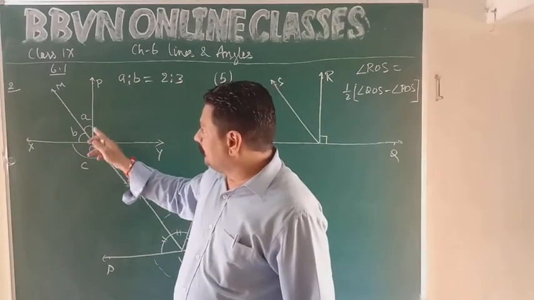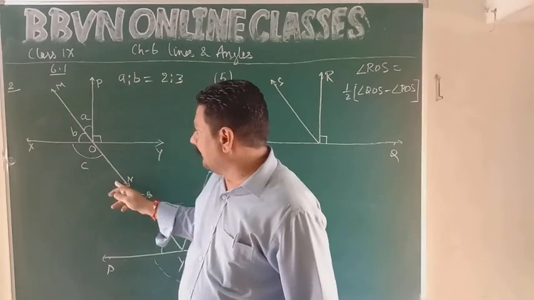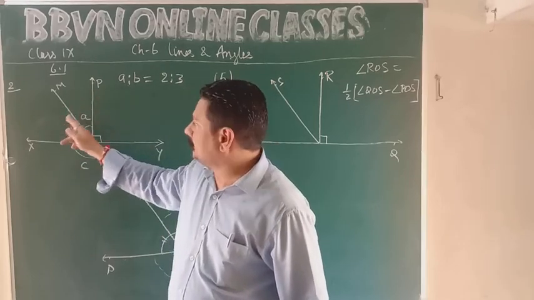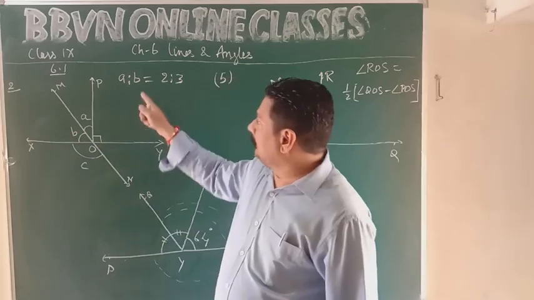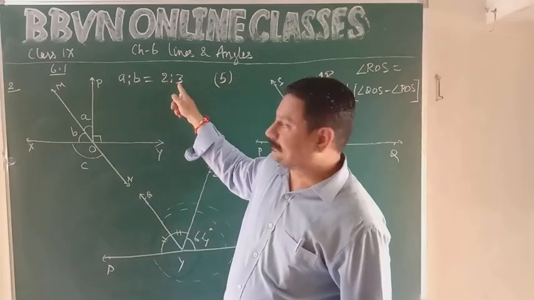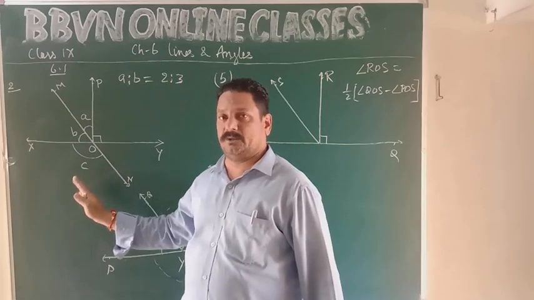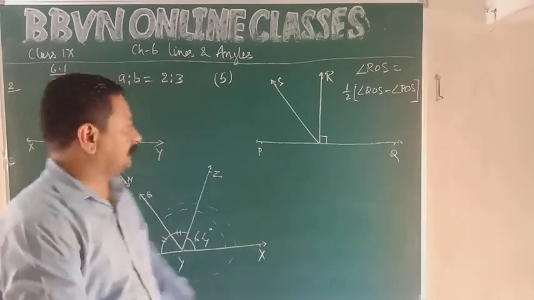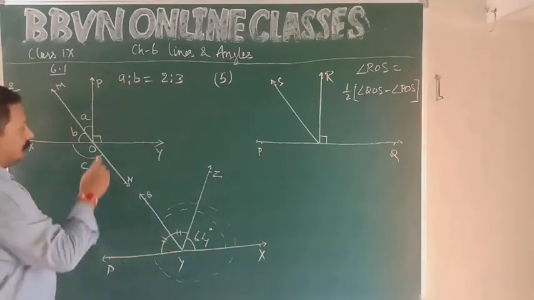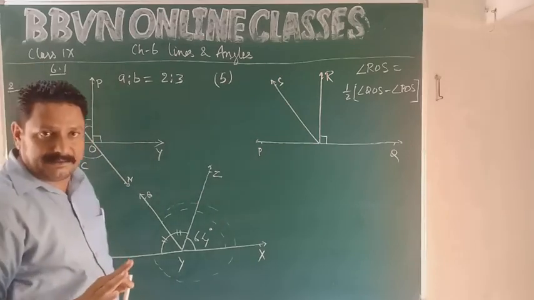Now it says that because of this line MN, angle POX is divided into two parts, A and B. It is said that the ratio between A and B is 2:3. Right? We have to find angle C. Okay, children? So now pay attention. This XY is a straight line. This angle is 90. So A plus B will be equal to 90.